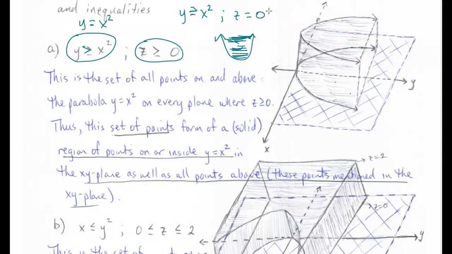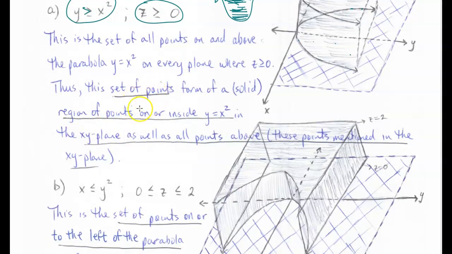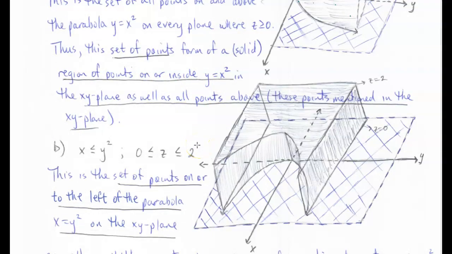Okay. And so a way that we could describe that is to say it's a set of points that form a region of points that are on or inside y equals x squared in the xy plane, as well as all the points that are above. Okay.